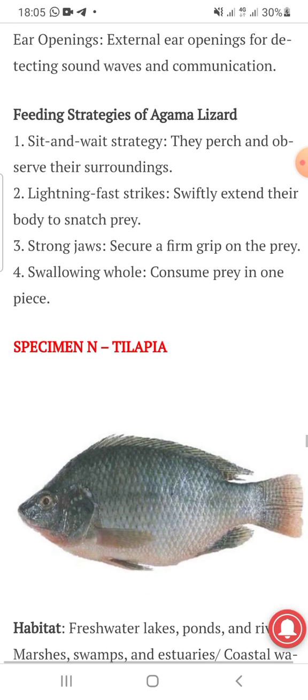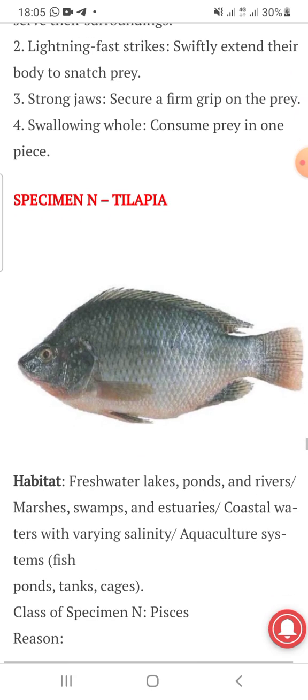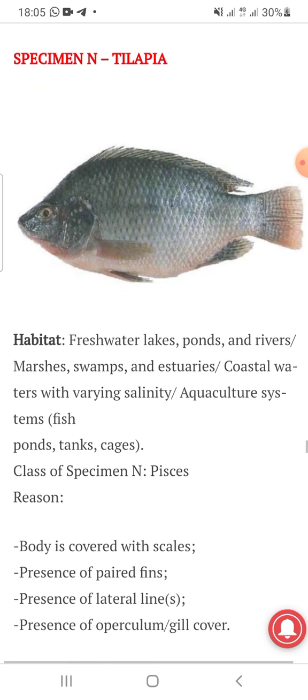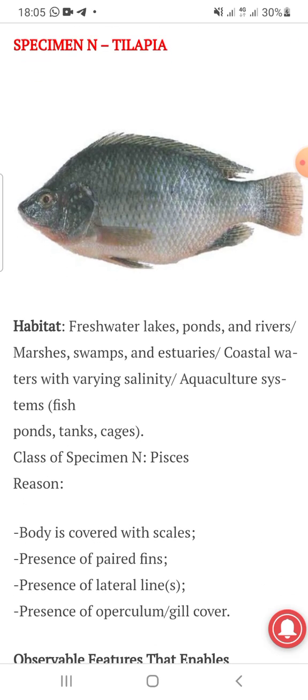Let's look at specimen N, tilapia. This is a diagram of a tilapia fish. Habitat: freshwater lakes, ponds, rivers, marshes, swamps, and estuaries. Coastal waters with varying salinity. Aquaculture system. Let's look at the aquaculture system.